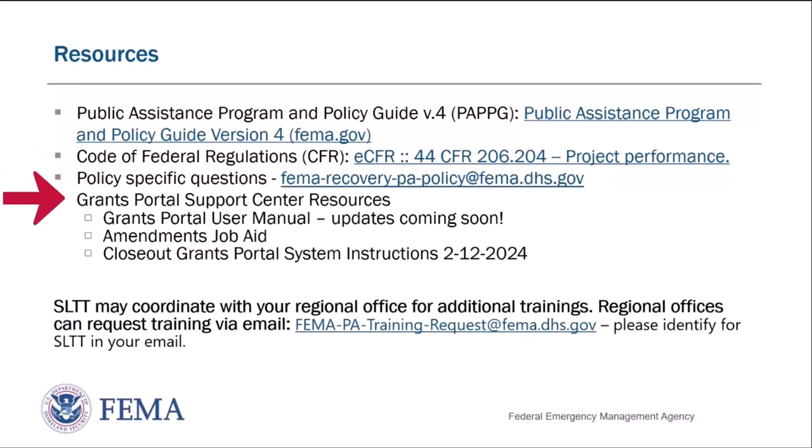Don't forget to check out the Grants Portal Support Center. You can find additional job aids and fact sheets, as well as a copy of this presentation. And if any of our state, local, tribe, or territory partners would like to request additional training, please coordinate with your regional offices. Regional offices can request training from the Learning and Development Branch by sending an email listed here, and please identify your organization that you are associated with in your email.